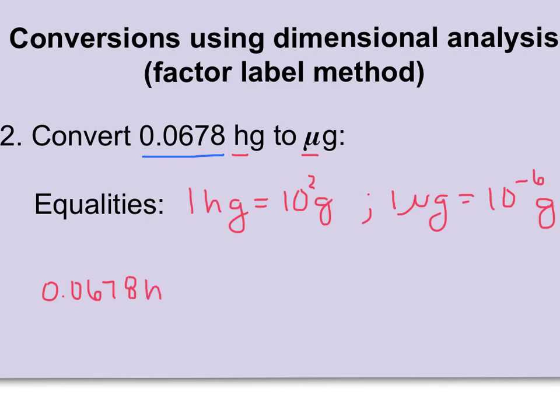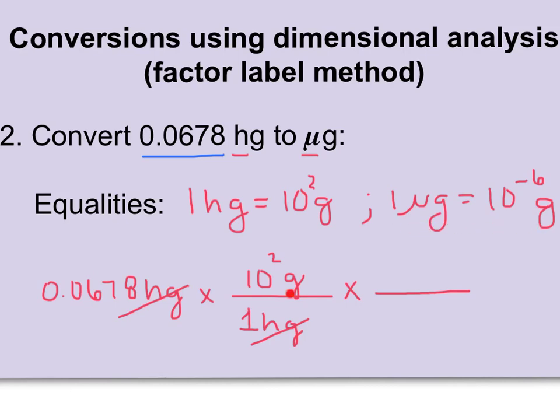0.0678 hectograms. Now I have to multiply this by some kind of a ratio that's going to allow me to divide out that hectogram. So I'm going to take this first equality that I wrote down, and I'm going to write 1 hectogram as the denominator so that that unit will cancel out. And then I'll put 10 squared at the top. You could even physically cancel these units out if that's helpful for you to see that. We're going to keep going because we're not actually at the unit that we want, which is micrograms, so we need to multiply by 1 more ratio, this second one right here.